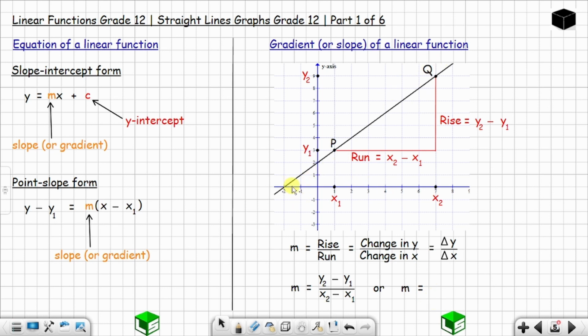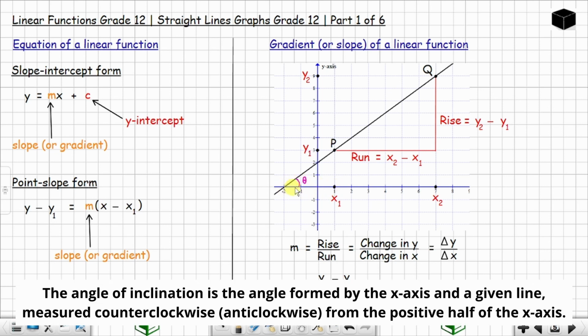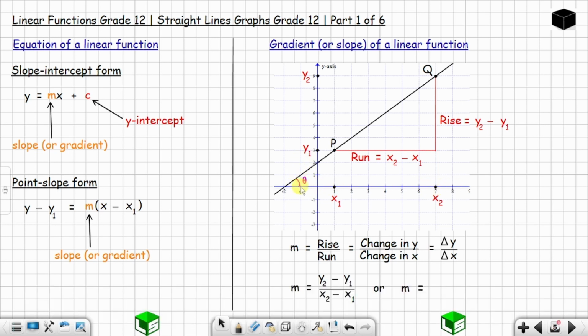Okay, and you are only given an angle of inclination. An angle of inclination is the angle formed between the line and the positive direction of the x-axis. This is the positive direction of the x-axis and this is the line. You have this angle between the line and the positive direction of the x-axis. The angle is known as the angle of inclination. So if you want to get the gradient or the slope, you take the tangent of that angle, and then you have your gradient or the slope.